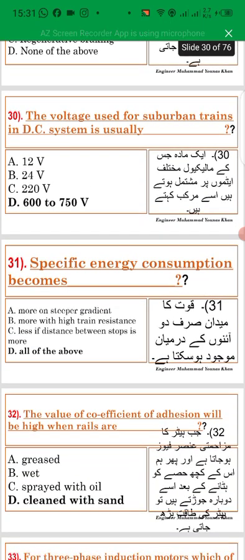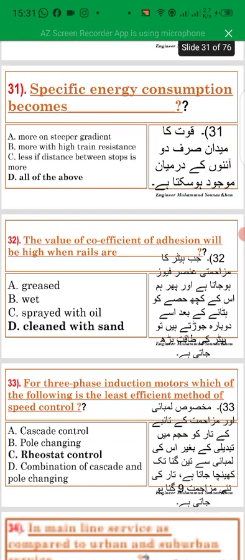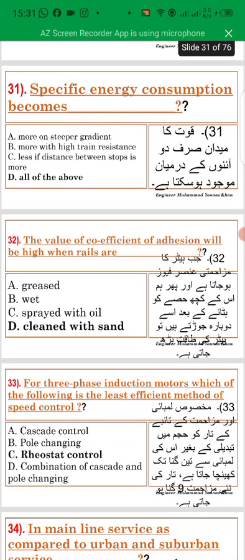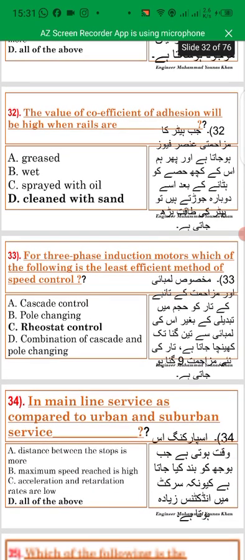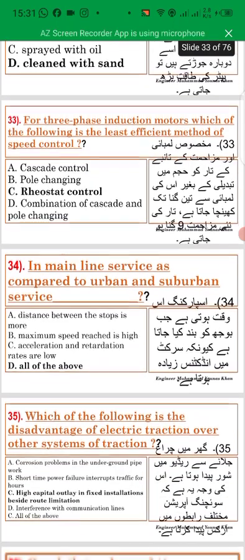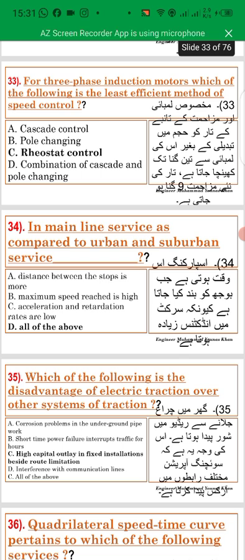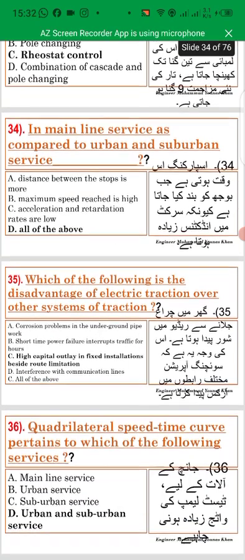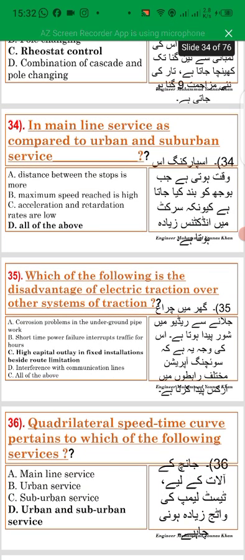The voltage used for suburban trains in DC system is usually 600 to 750 volt. Specific energy consumption becomes more on steeper gradient, more with high train resistance, less if distance between stops is more. The value of coefficient of adhesion will be high when rails are cleaned with sand. For three phase induction motor, which of the following is the least efficient method of speed control? Stator control. In the mainline services as compared to urban and suburban service, distance between the stops is more, maximum speed reached is high, acceleration and retardation rates are low.